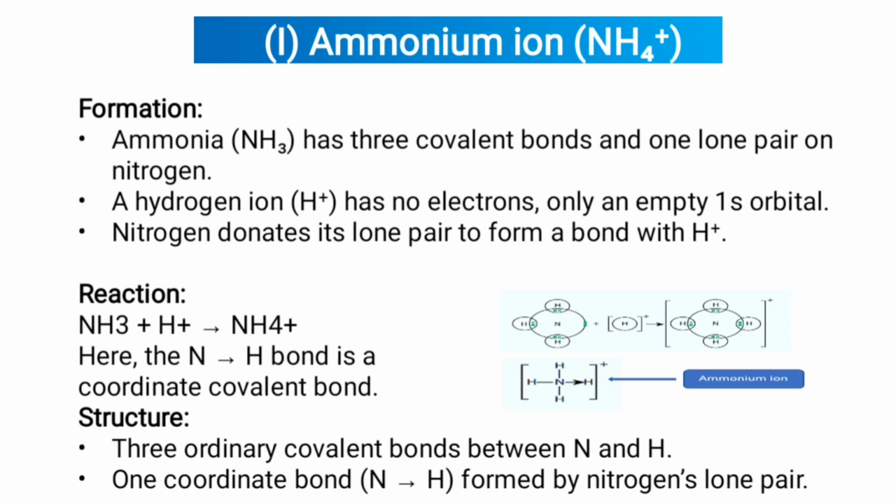Reaction: ammonia NH3 plus hydrogen ion forming NH4 positive. Here, the nitrogen donates electrons to the hydrogen ion. This bond is a coordinate covalent bond. Structure: three ordinary covalent bonds between nitrogen and hydrogen, and one coordinate bond formed by nitrogen's lone pair.